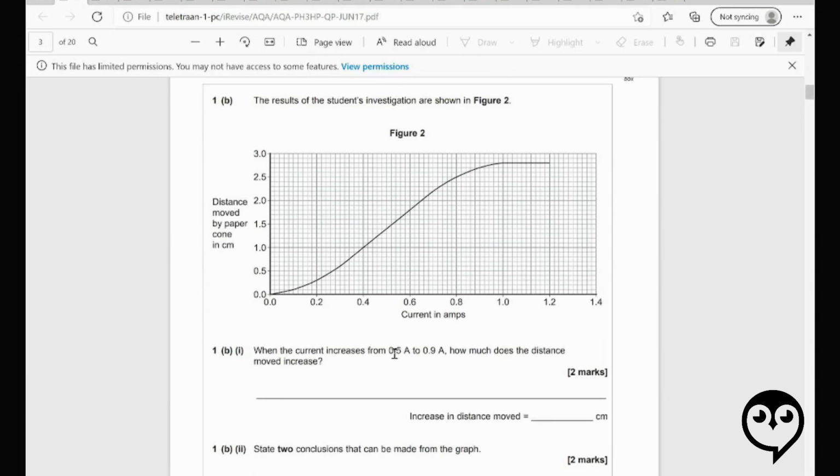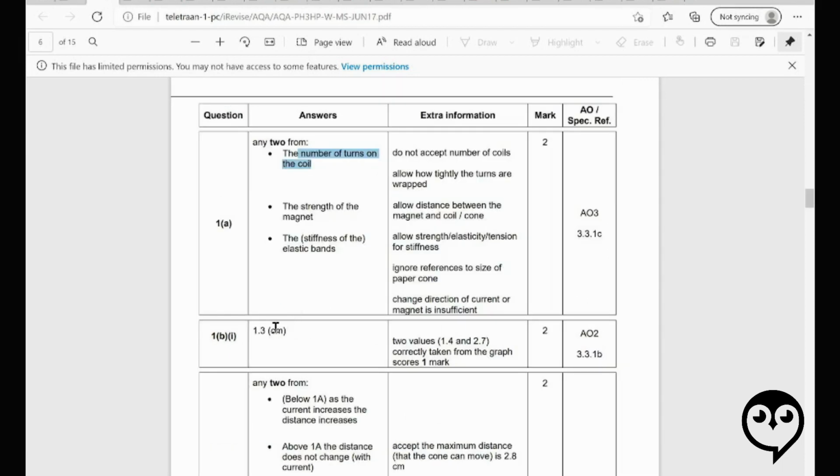When the current increases, how much does the distance moved increase? From 0.5 to 0.9. So 0.5 is about 1.5, and 0.9 is 2.75. I can't draw on here, so we'll just kind of go, so 1.3. That's kind of what I was thinking.